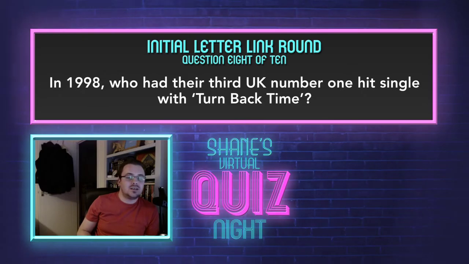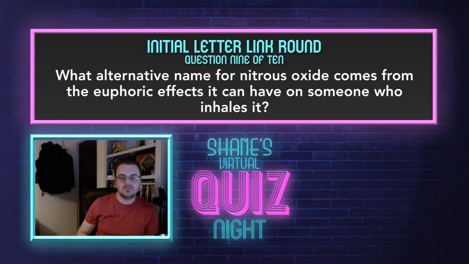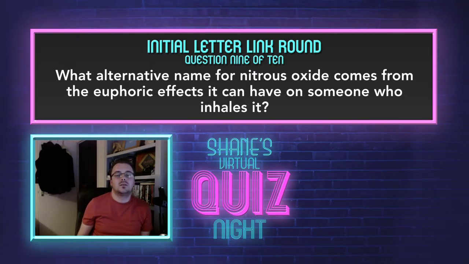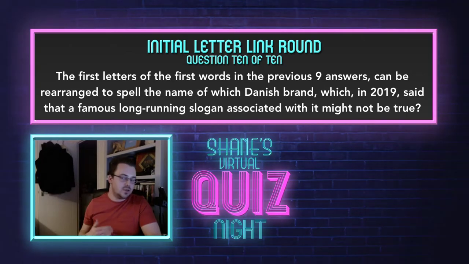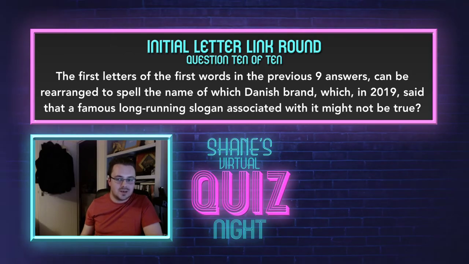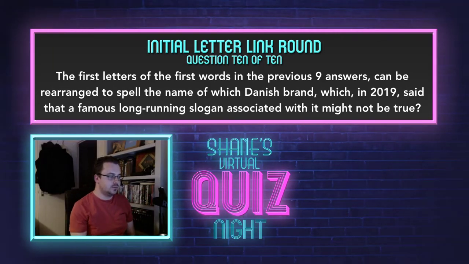Question 8. In 1998, who had their third UK number one hit single with Turn Back Time? Question 9. What alternative name for nitrous oxide comes from the euphoric effect it has on someone when they inhale it? So if you take the first letters of the first words in the previous answers, they can be rearranged to spell the name of which Danish brand, which in 2019 said that a famous long-running slogan associated with it might not be true?